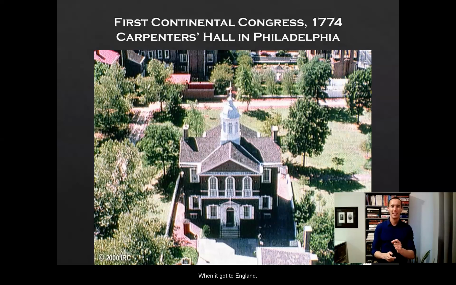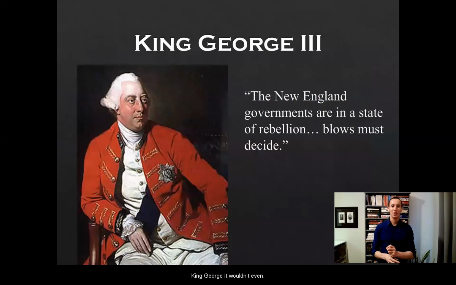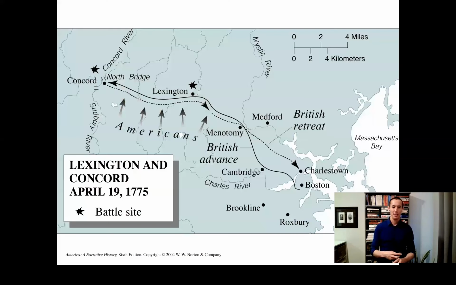And when it got to England, King George wouldn't even look at it. He said the New England governments are in a state of rebellion, blows must decide, and that blow would come at a place called Lexington. Lexington and Concord in 1775 are the beginning shots of the American Revolution and the beginning shots of the age of revolutions. This will spark a revolutionary movement that will go all over the globe, in Central America, South America, Mexico, other Central and South American countries, and eventually to France and Greece.